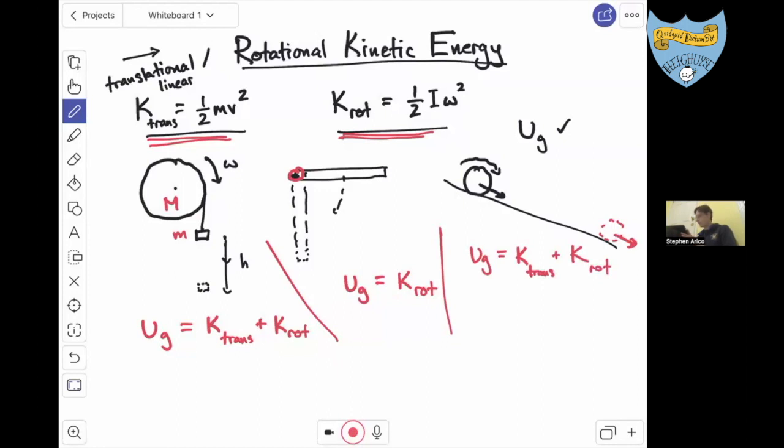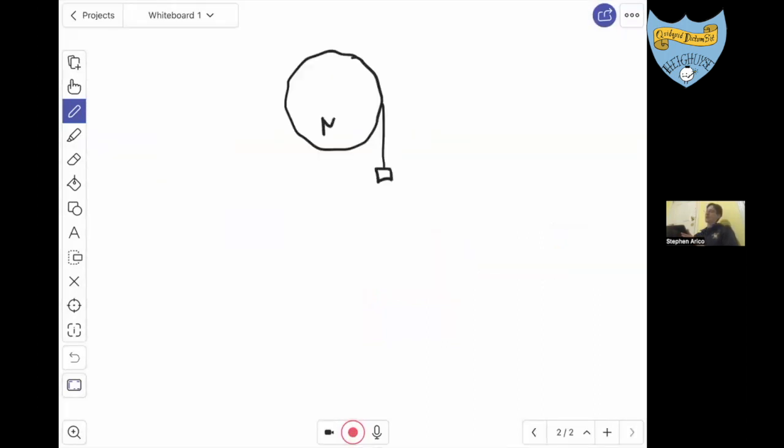All right, let's do the pulley problem. In general, we're going to say the pulley has a mass of M and a radius of R. The little weight has a mass of little m. The goal here is to find the speed of the mass after it has fallen some height h. So the starting point, we would say the weight begins with gravitational potential energy.